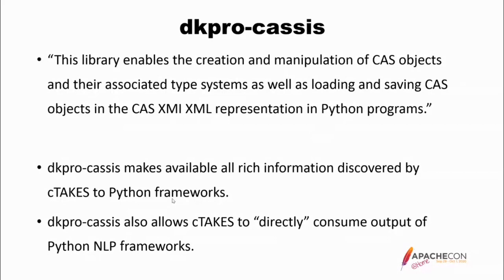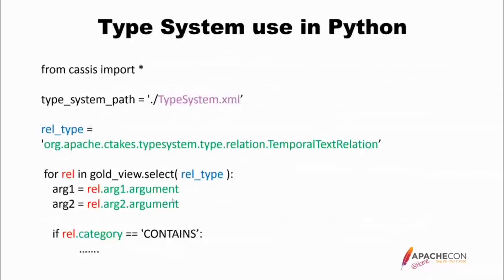Okay, so it's actually pretty easy to use. This is some code that actually was written by Dima. It's on GitHub. I'll show you the link in a minute. But it's very easy. You just import everything from Cassis. You point it to your type system file. This exists in cTAKES in the type system module. And then from there on, it's really easy. If you are familiar with the type system as it exists in Java, it's exactly the same in Python. All of the namespacing is identical. So you can say, I'm interested in this relationship type.